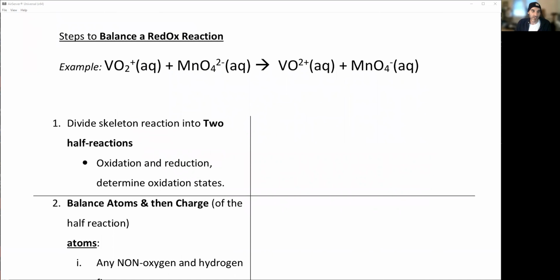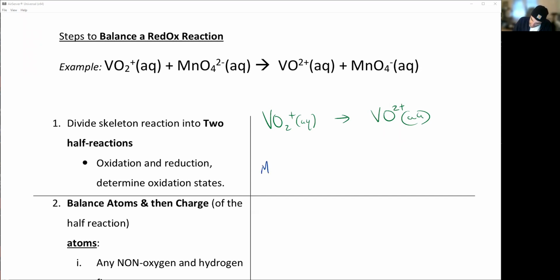So here I have an unbalanced redox reaction. Let's divide it into the two parts. Which one's oxidized and which one's reduced? Ultimately, it doesn't really matter. We can just ignore what's oxidized and what's reduced. I know that I have VO2+ aqueous yields VO2+ aqueous. Is that oxidized or reduced? You can look it up. I don't really care. It's reduced.